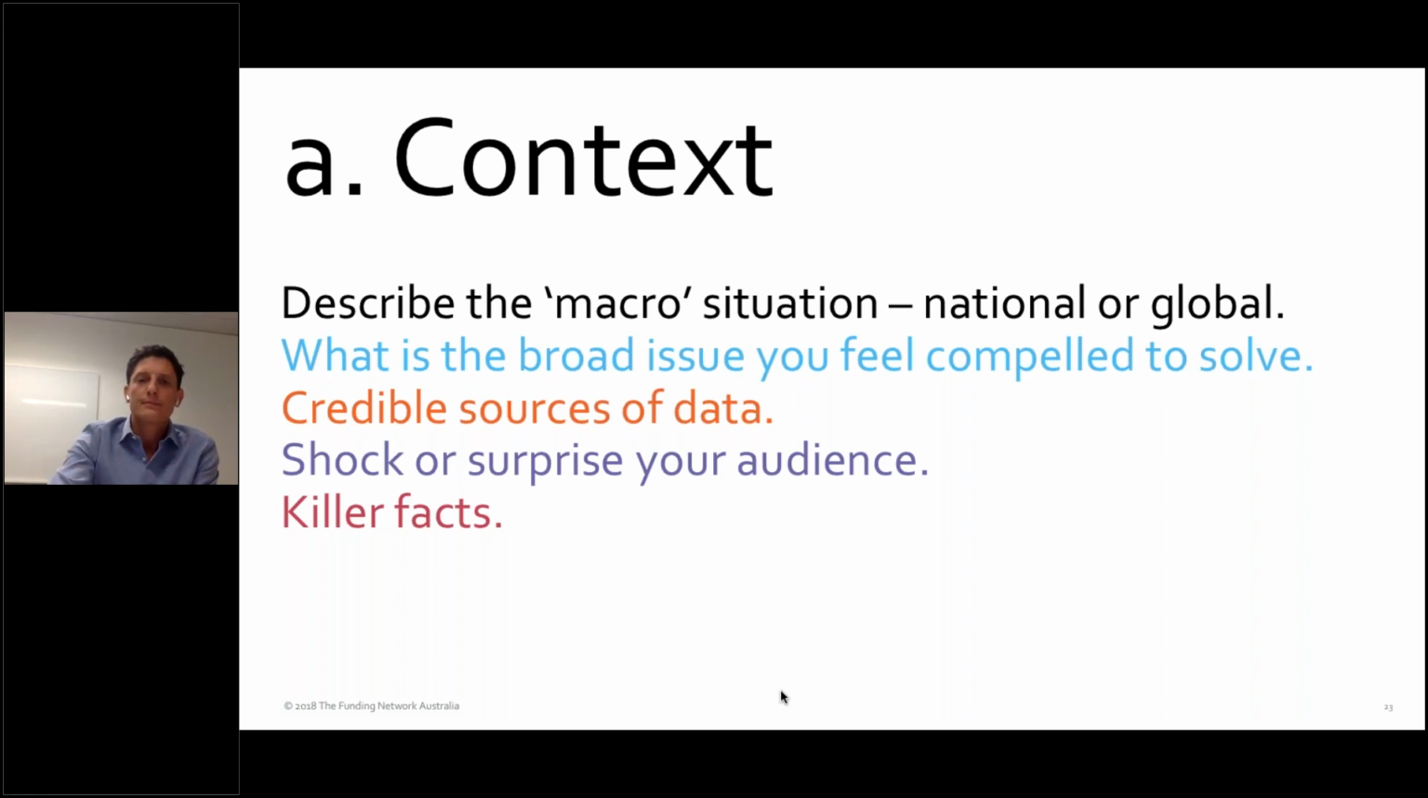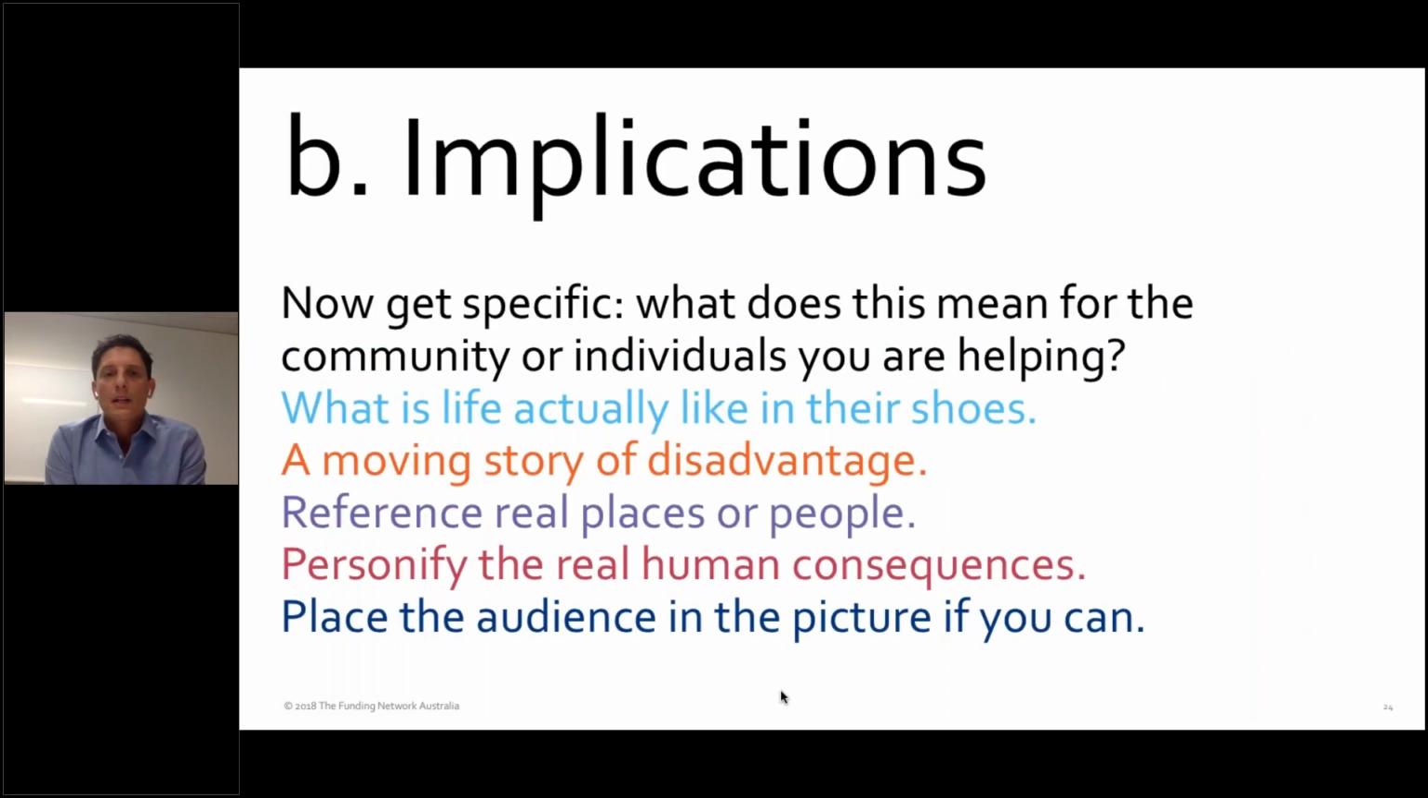First, context. The next piece is when we're getting down a little bit more specific. So what are the implications of that contextual information that you've just given your audience? What does it actually mean, that macro situation? What does it actually mean for an individual or for a particular community that you're helping? Can you bring to life what life is really like for them?